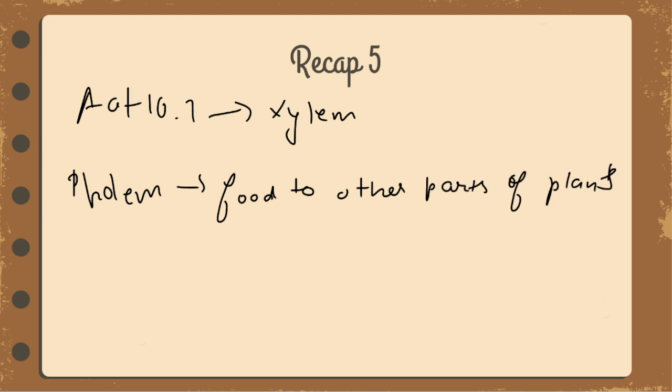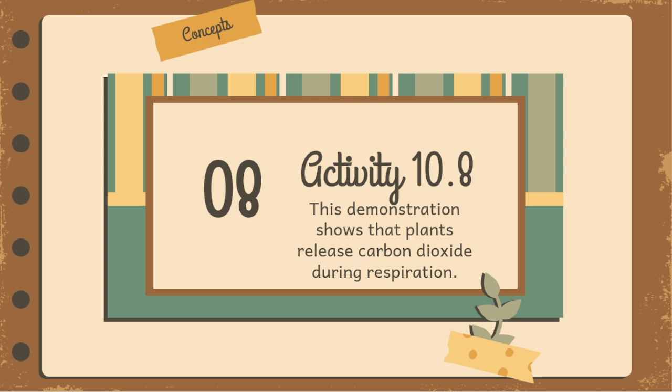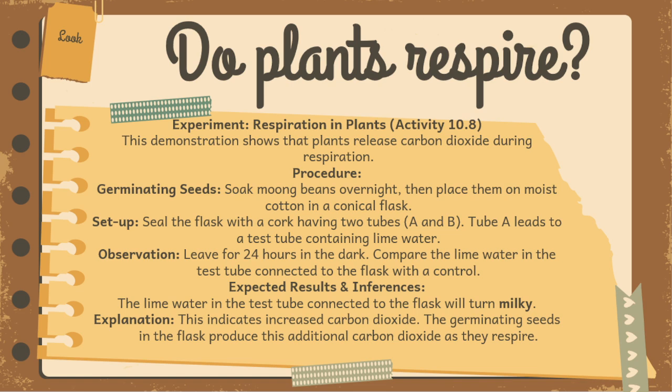Perfect. Now the last activity, activity 10.8. This activity demonstrates the release of carbon dioxide during respiration. So now we are done with food production and all that. Now we are going to see whether plants respire or not. This experiment is all about whether the plant releases carbon dioxide during respiration. Respiration and food production, that is photosynthesis, are different activities. In respiration, they release carbon dioxide, but in photosynthesis, they release oxygen.